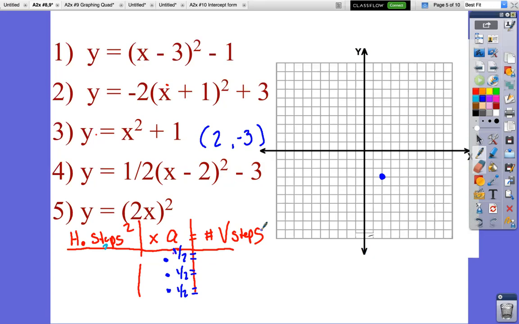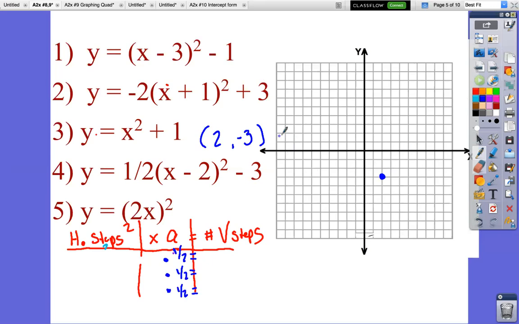Up. Why does it open up? There's no negative sign in front of the 1/2. Exactly. Because your a value is positive, it has to open up. Is this being stretched or shrunk? Shrunk. Perfect, which means it's going to be wider.